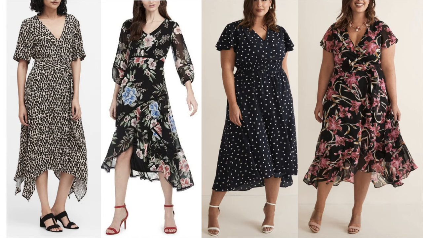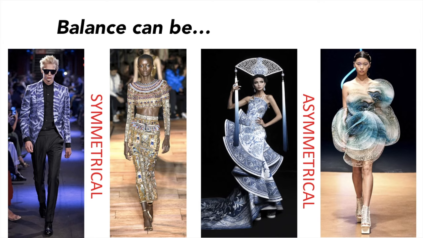On to balance. Balance can be symmetrical, as the two on the left, Tom Ford and Zuhair Murad, or asymmetrical, as the two on the right, Gauchère and Iris van Herpen. Balance can be achieved through the placement of any combination of line, shape, texture, color, or pattern.